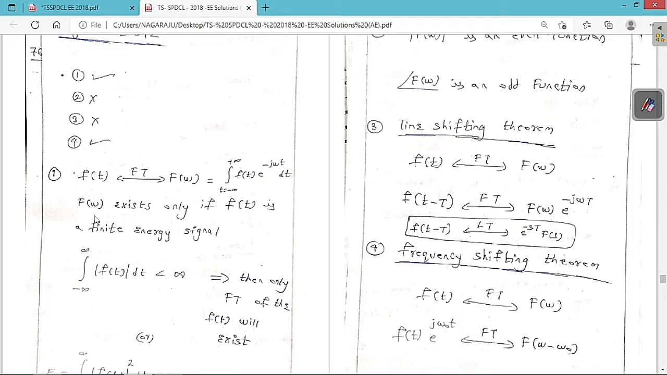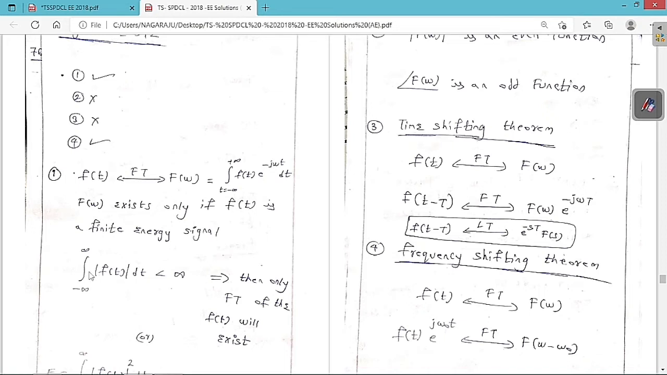Here F(ω) exists only if f(t) is a finite energy signal. Whenever f(t) is a finite energy signal, only then does this integration give a finite value, and only then does it exist. So F(ω) exists only if f(t) is a finite energy signal.